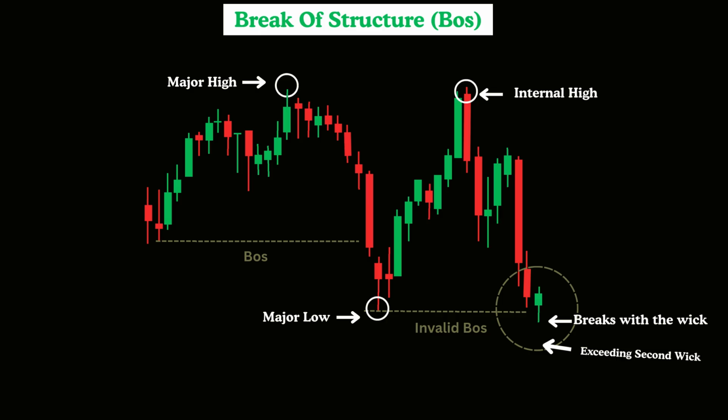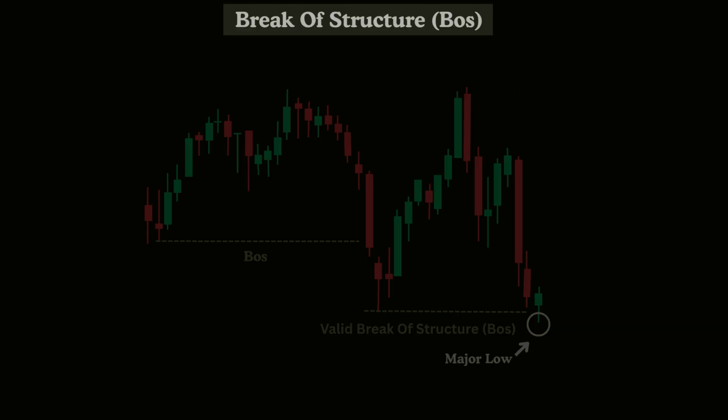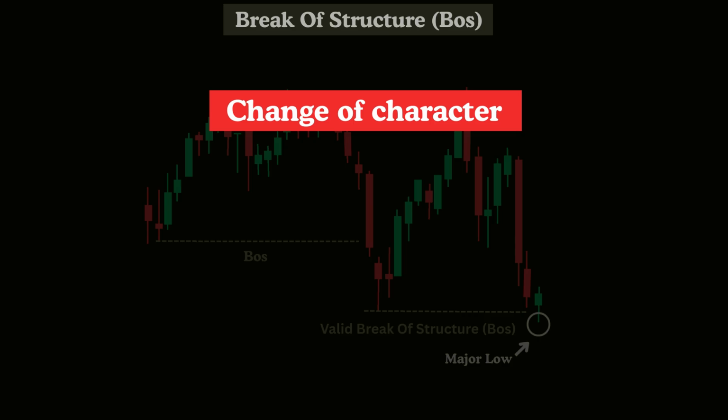Having explored both bullish and bearish BOS patterns in detail, you should now have a strong foundational understanding of how to identify and confirm valid breaks of structure in different market conditions. Let's now explore another critical component of market structure, the change of character, CHOCH.